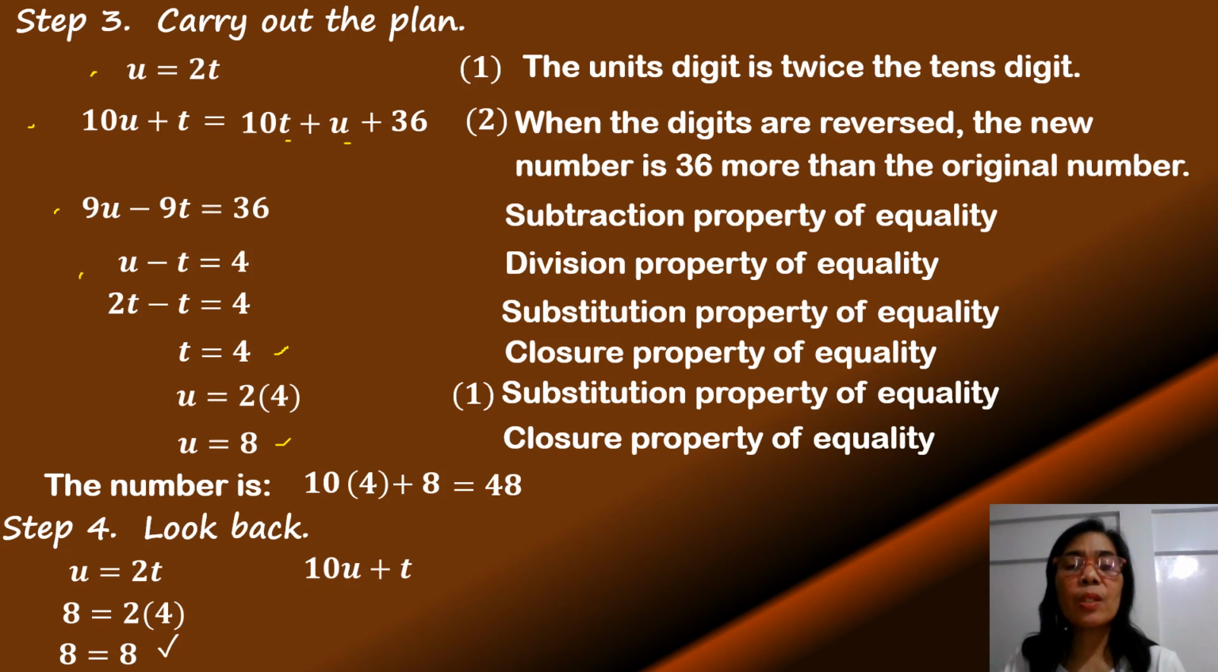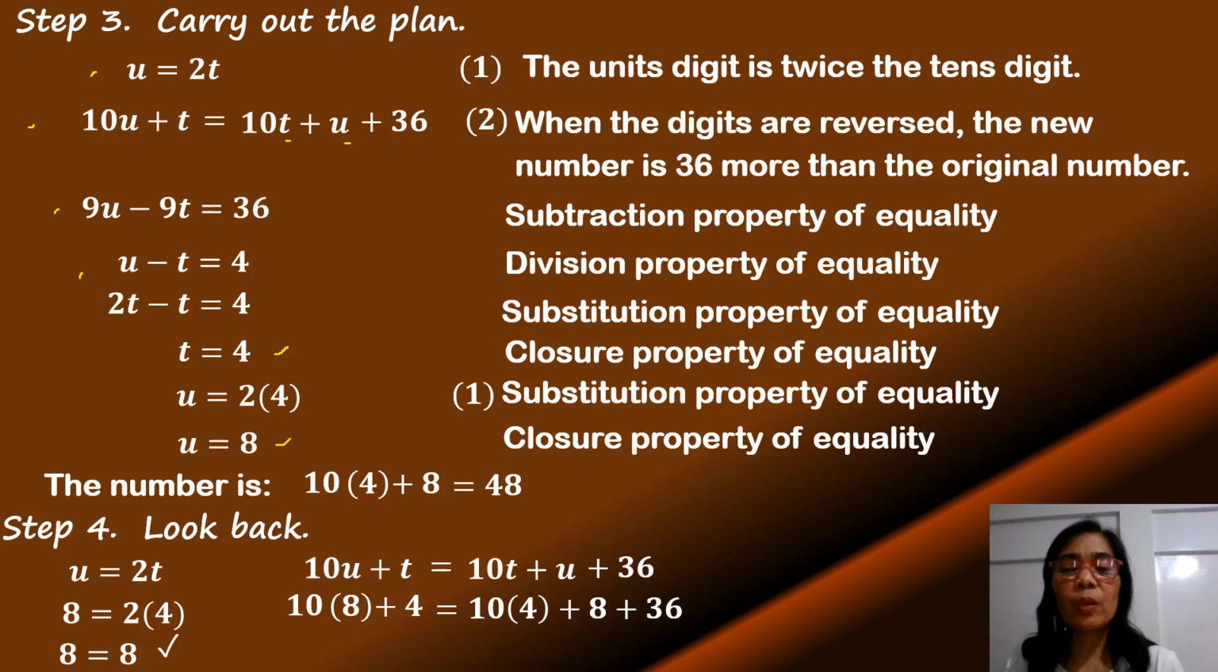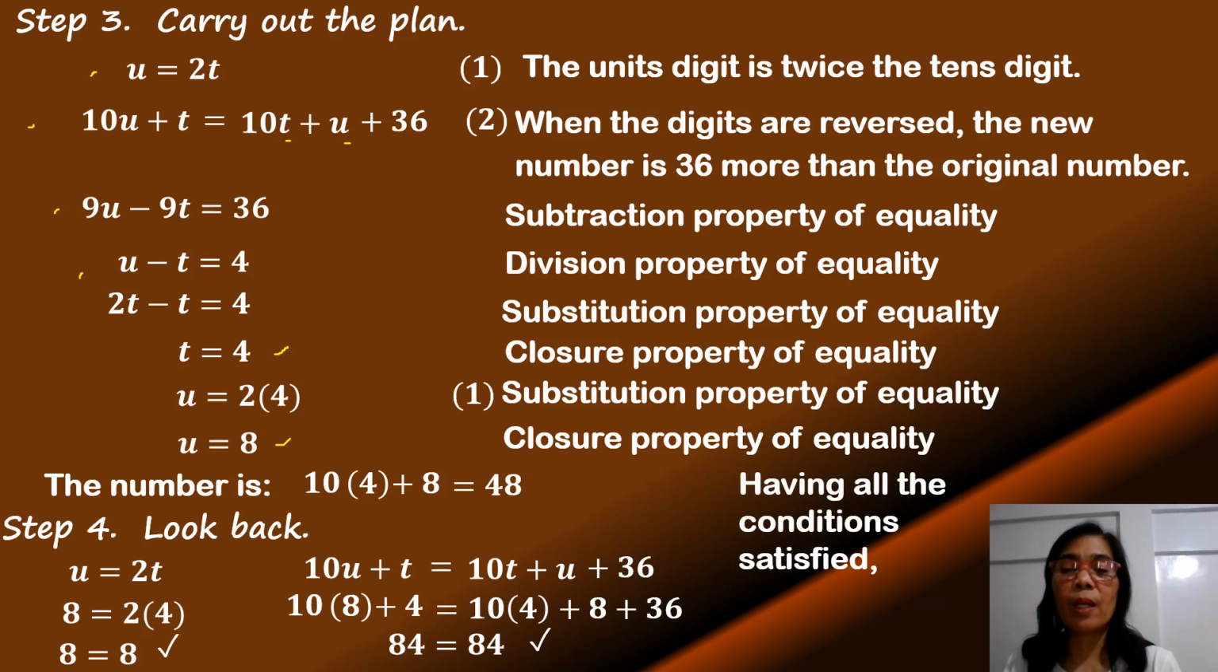The second condition is that the reverse digit is 36 more than the original number. And so when we substitute values, we have 10U plus T, which is 80 plus 4. We try to check if this is equal to 10 times T plus U, which is 48, plus 36. So we have 84 is equal to 84. Since we arrive at an identity, that means the second condition is also satisfied. So having all the conditions satisfied, therefore the two-digit number is 48.